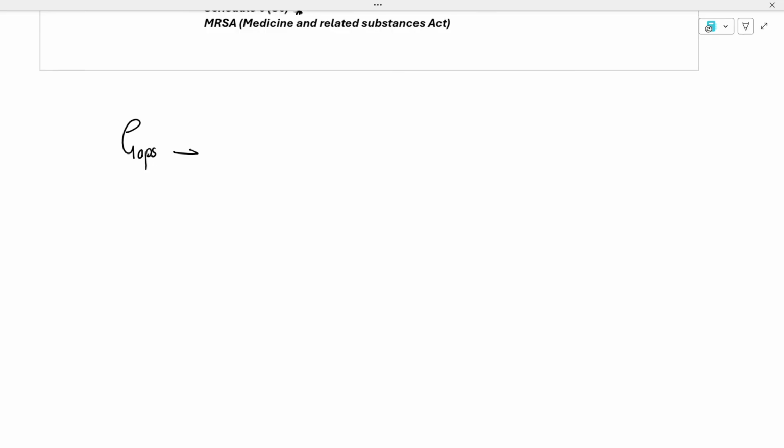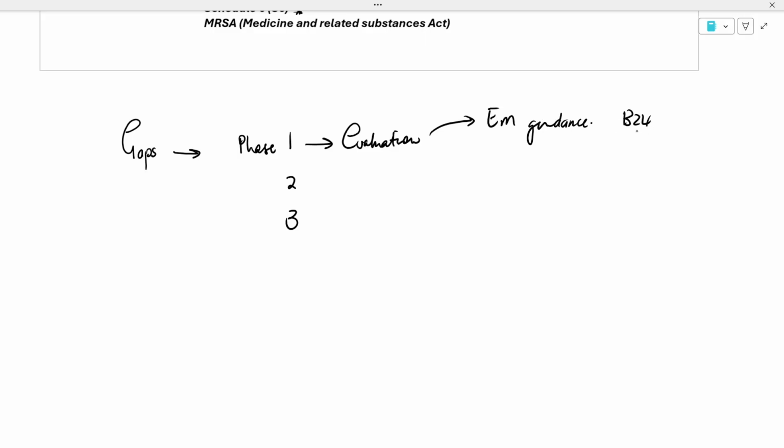The process: phase 1, phase 2, and phase 3. Here you're supposed to perform a therapeutic evaluation. So here you can use the EM guidance to verify what B24 is. B24 is HIV. So you then include this to say that in phase 1, I performed a therapeutic evaluation by consulting the EM guidance. In phase 2 is when you pick and label.